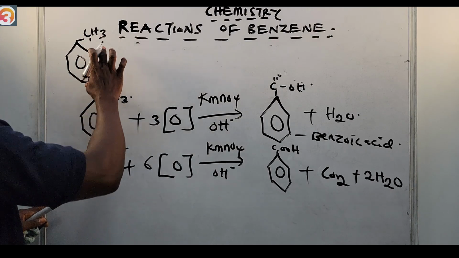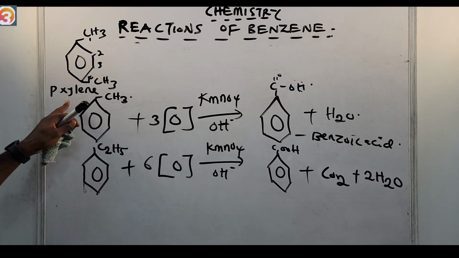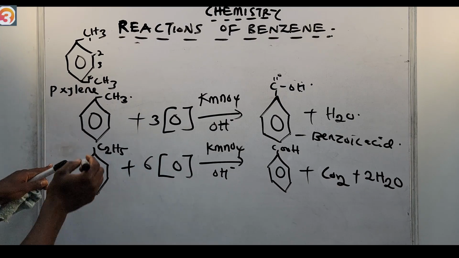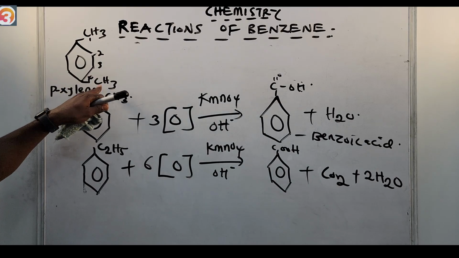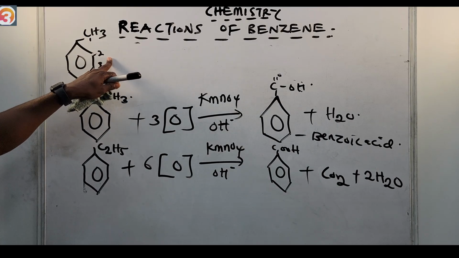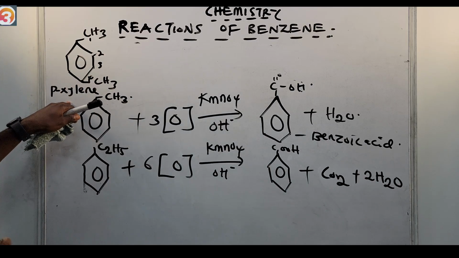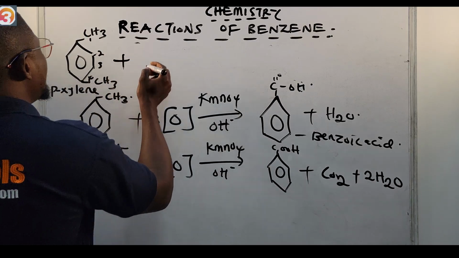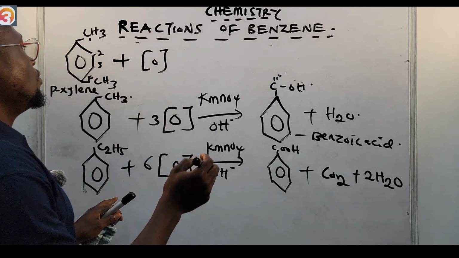So obviously this is a xylene, but it's a para-xylene because the groups are attached at position 1 and 4. If they are attached at position 1 and 2, they are called ortho-xylene. If it's 1 and 3, they are called meta-xylene. So this now reacts, of course, with oxygen. This is a balanced reaction. We do just 1 molecule.